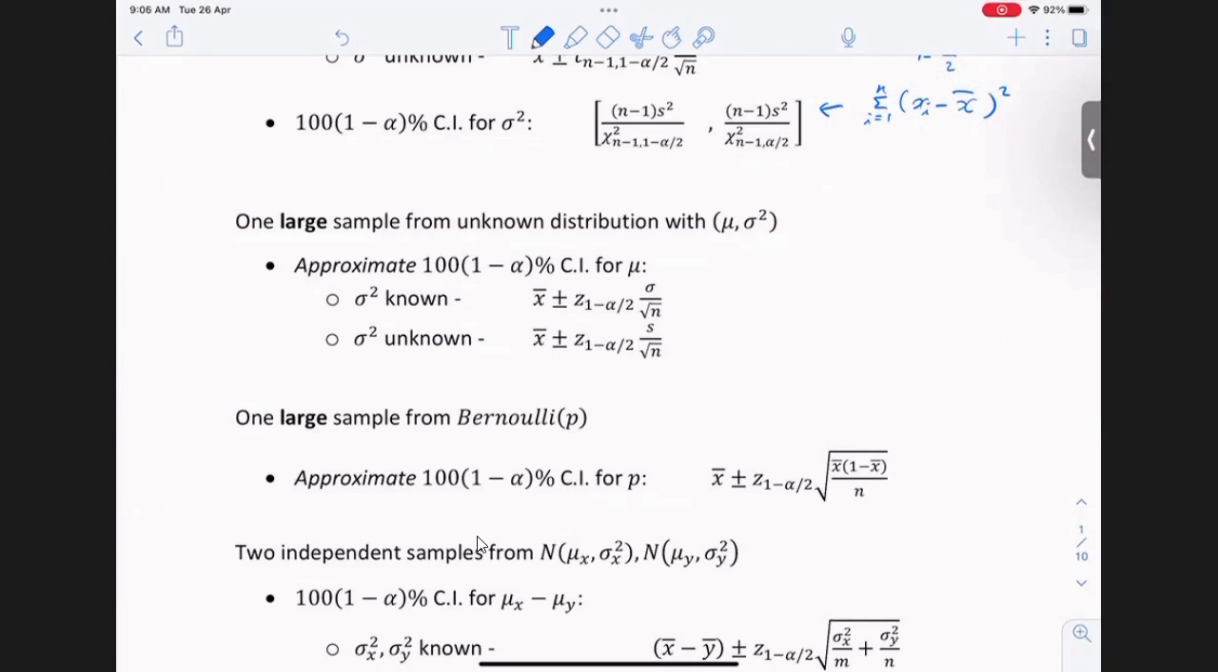But this time, we don't need to change the quantile into the T quantile. The reason is that when the sample size is large, the degree of freedom is also large, so the T distribution will converge to the standard normal.